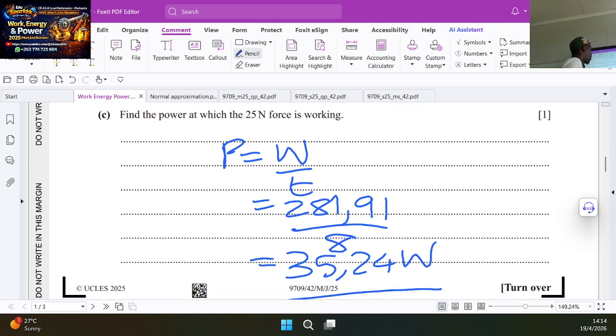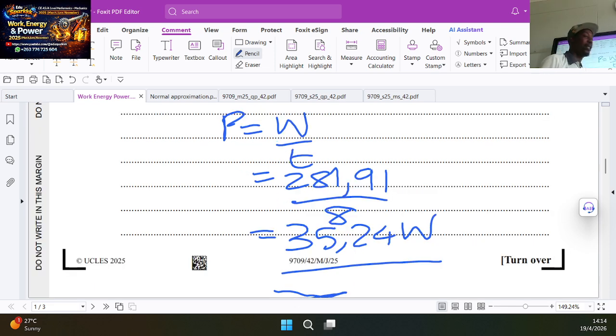I think this is what was required in June 2025, as it is underlined on the subject code there. I think that's it for that paper, folks.